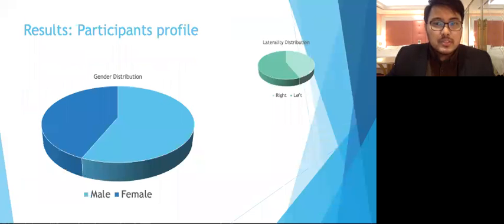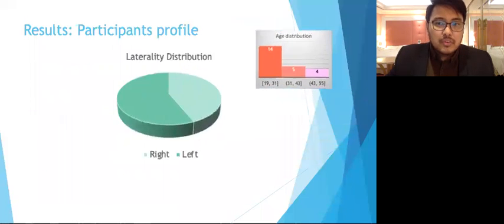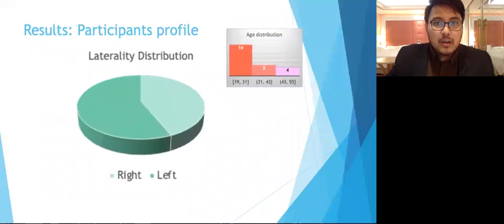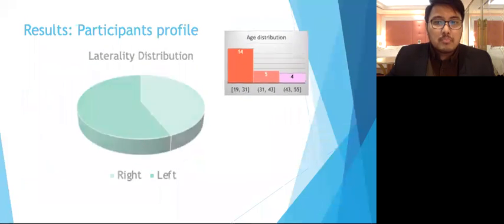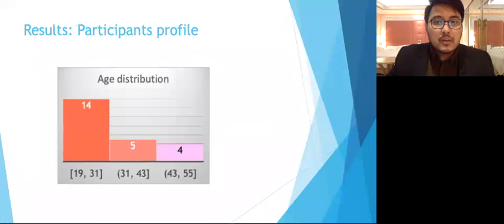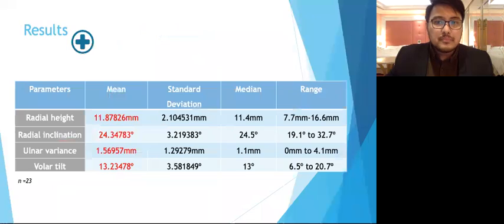So for the results of this study, 56% of the participants were male, while 44% were female. 44% of the radiographs collected were of right distal radius, while 56% were left. And majority of the participants were from the 19 to 31 years old age group, with fewer participants from the 31 to 43 and 43 to 55 age groups.